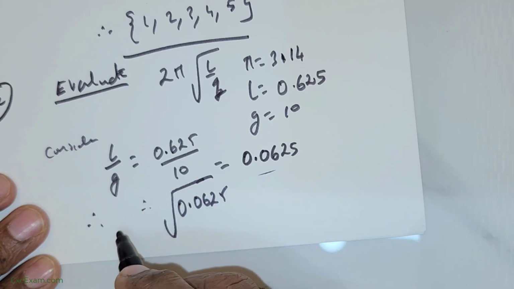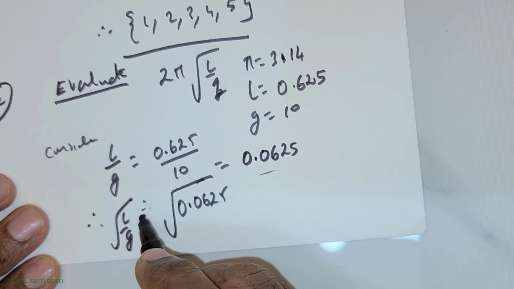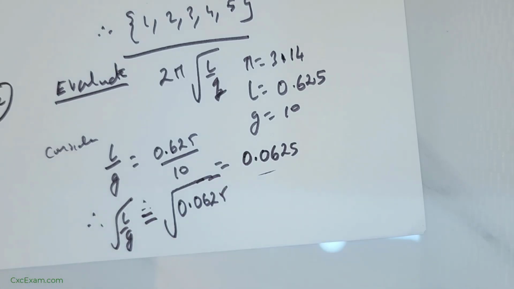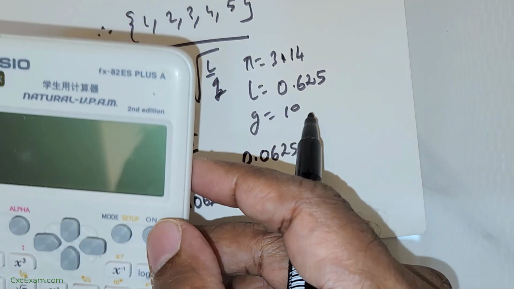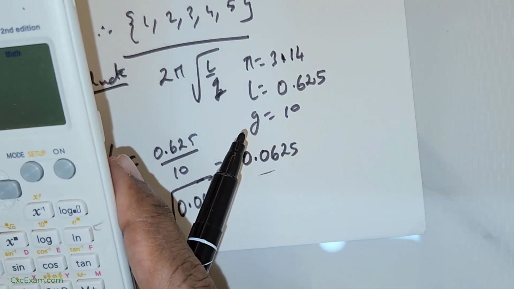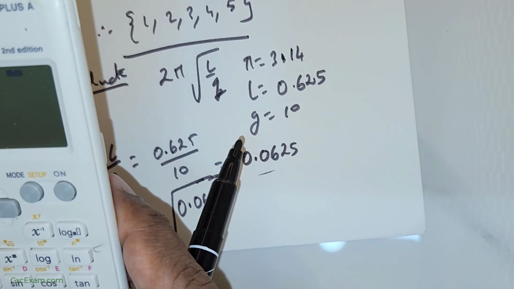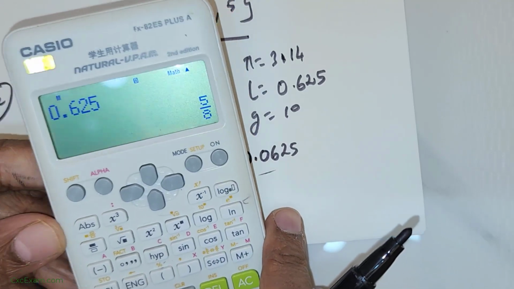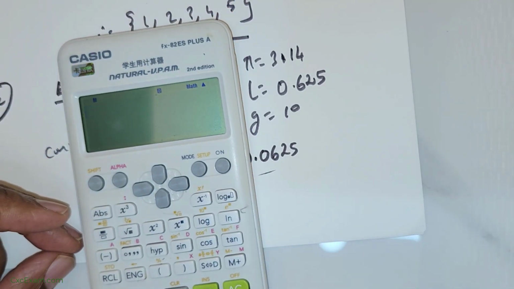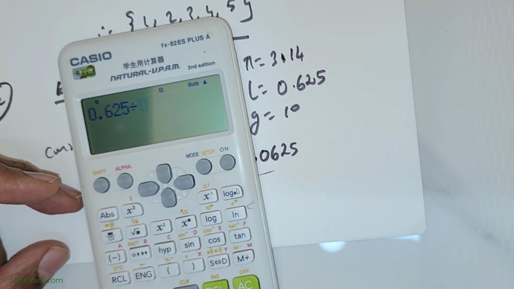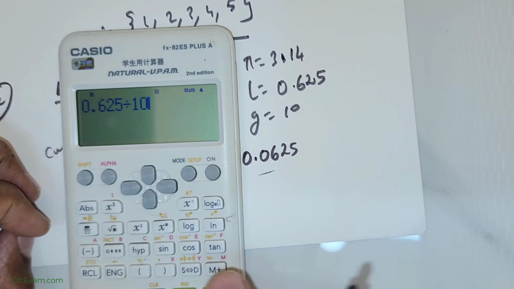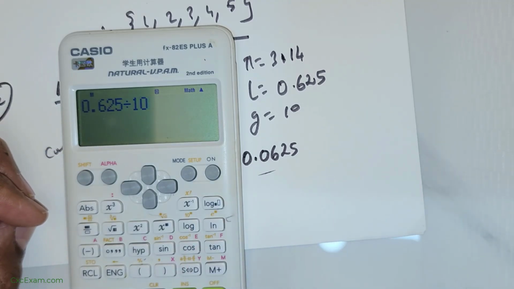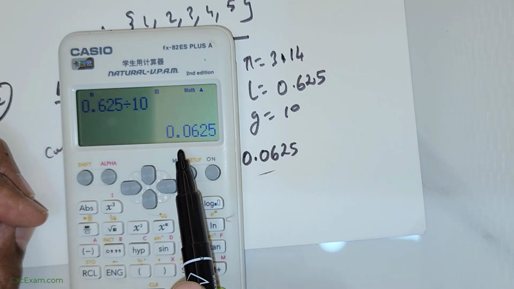So in fact I can state it like this. Therefore root of L over G is equal to root of 0.0625. Now let me show you the concept which I'm talking about. 0.625, we are dividing by 10, right? So I said whenever you're dividing by 10, it will move 0.6 further out. So this is what I am talking about.